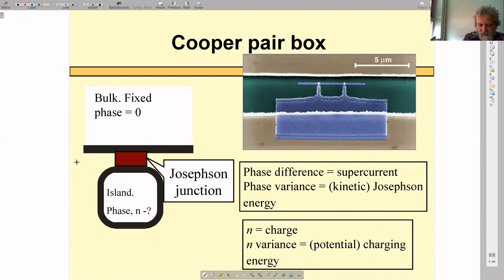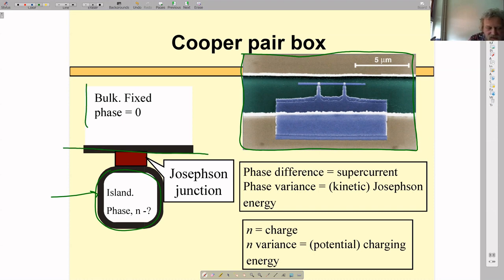This is a device. It can actually be made in labs, and I guess people in QTech can make such devices or similar devices. Let's just see. It is equivalent to a superconducting island, which is connected to a bulk where the phase is fixed, and it's convenient to put it to zero, it doesn't matter. And it is connected to this by a link, which is called a Josephson junction.